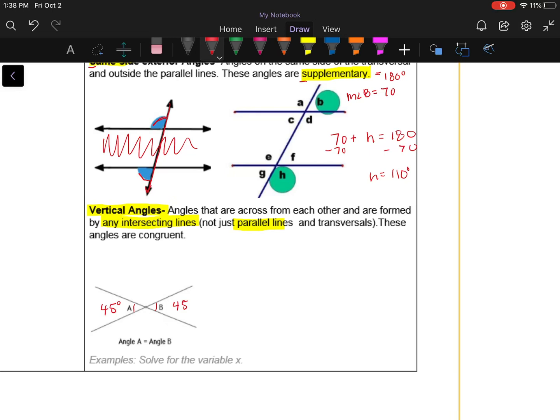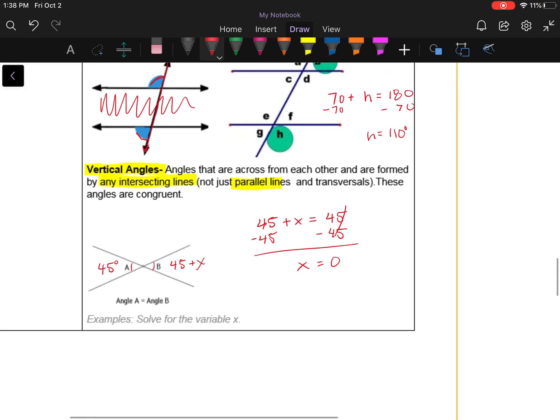Now the thing that I had mentioned in class was if I said that B equals 45 plus x, well, we could set it up as an equation and solve what x is. So 45 plus x equals 45. Then we isolate x. That cancels, so it's 0. x equals 0. So we could set up that equation. And you could also have variables on both sides, which is something that we covered in class.